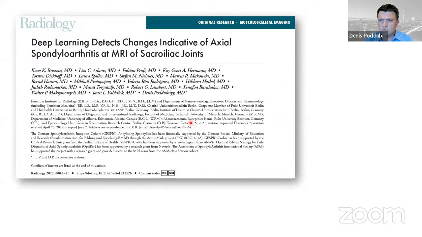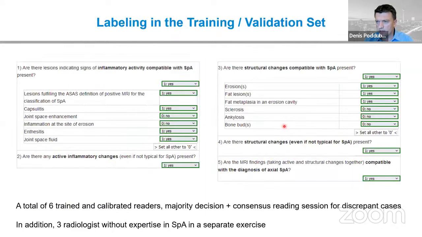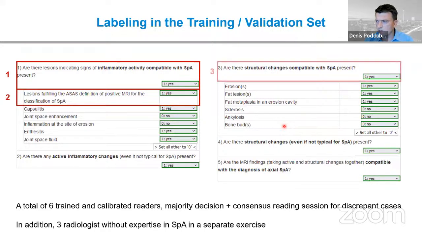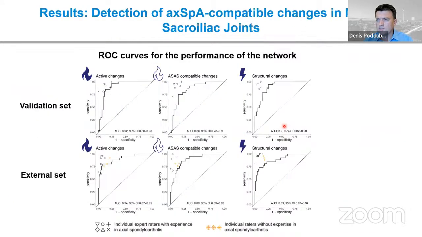So here, this is a work which provided a proof of concept that an artificial intelligence approach can be used for standardized evaluation also of MRI. In this case, we had more than 500 patients scanned on different scanners with inconsistent protocols. That was important for generalization of the results of the algorithm. We provided labels on active inflammatory lesions compatible with the ASAS definition, and on structural lesions. The algorithm received both types of images at the same time, and here you see the results.